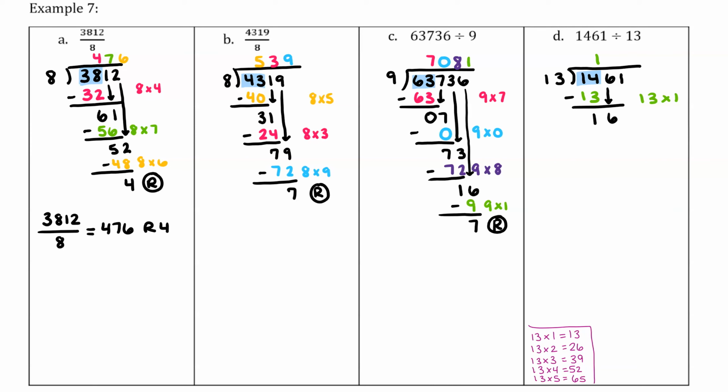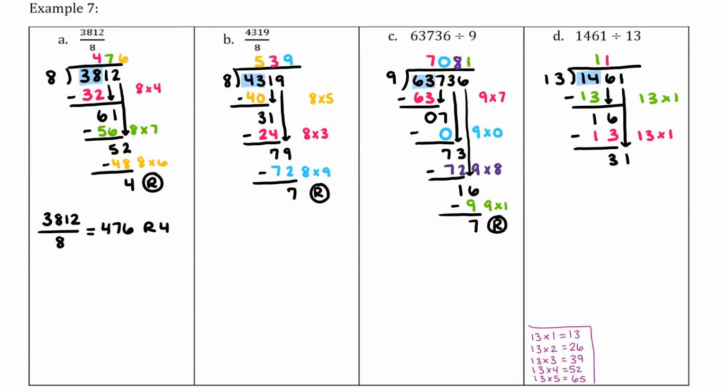What can I times 13 by to get close to 16? Well, still 1. So I'll put the 1 upstairs, and I'll do 13 times 1, and that's what I'm going to subtract. 16 subtract 13 makes 3, and I still got one more guy to bring down here, making 31.